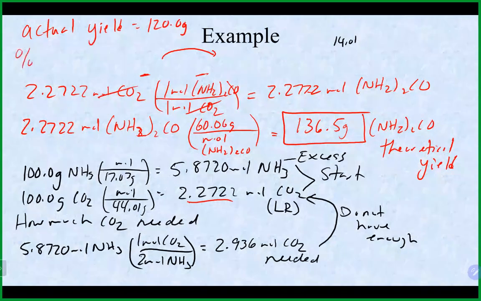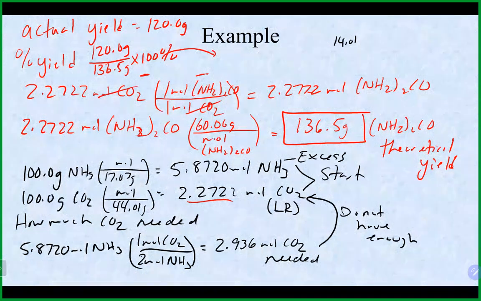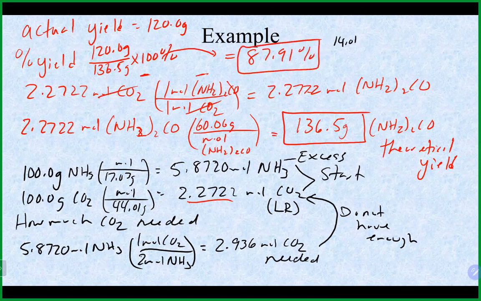To calculate our percent yield, we take our actual 120 grams divided by our theoretical of 136.5 grams, times 100%. That gives us a percent yield of 87.91%. So once again, to solve these problems, you use our basic stoichiometry steps, or if it's a limiting reagent problem, our limiting reagent steps, to figure out the theoretical yield. Then to calculate the percent yield, take the actual divided by the theoretical times 100%. All right, that should wrap up chapter 9, and we'll wrap it up there for today.